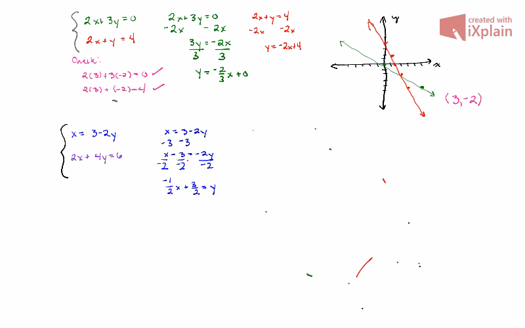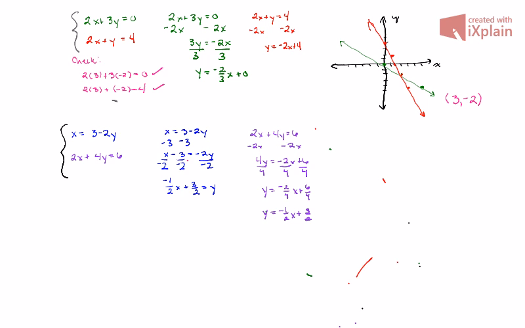Then we'll take a look at 2x plus 4y is equal to 6. Subtract 2x from both sides, and 4y is equal to -2x plus 6. Divide everything by 4. And this leaves us with y is equal to -2/4 x plus 6/4. But we can clean that up further. So we can say that y is equal to -1/2 x plus 3/2.